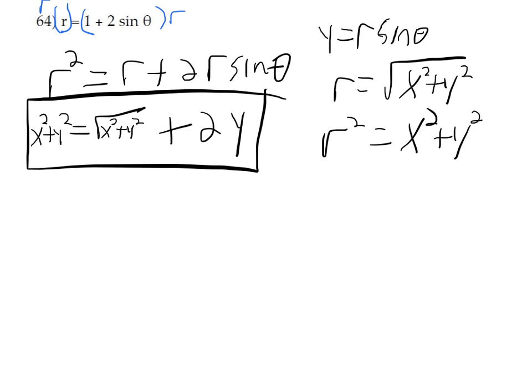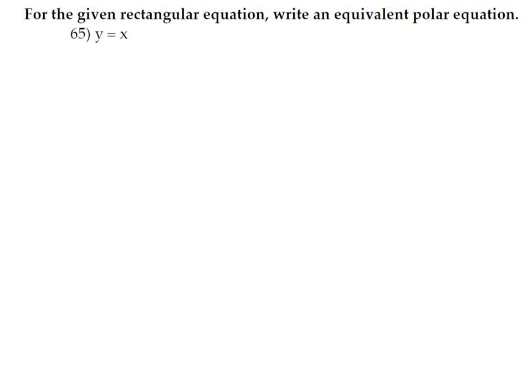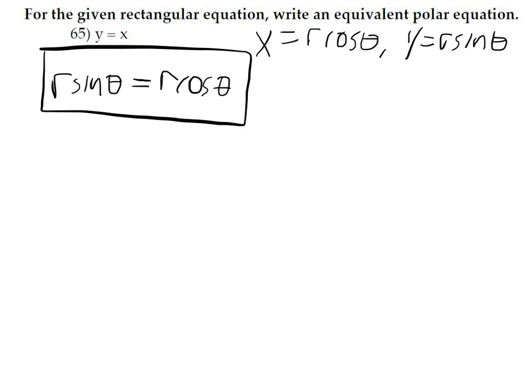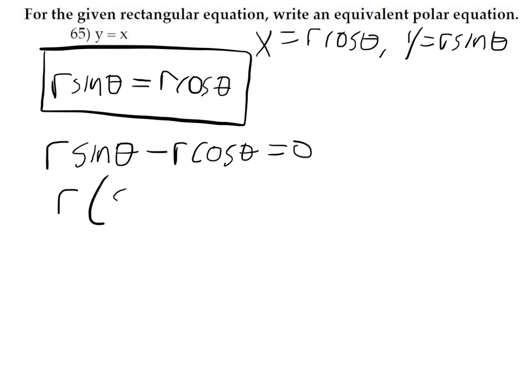Okay, great. For the given rectangular equation, write an equivalent polar equation. We have x equals r cosine theta, and y equals r sine theta. So we just substitute those in. So y will be r sine theta equals x, which is r cosine theta. And that would work. You usually try to solve for r. So if we were to solve for r, we'd start by getting it on one side, and we could factor the r out.